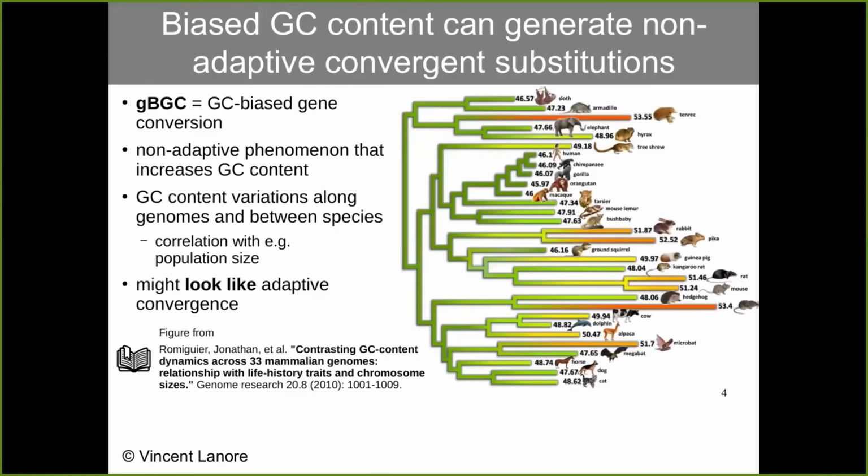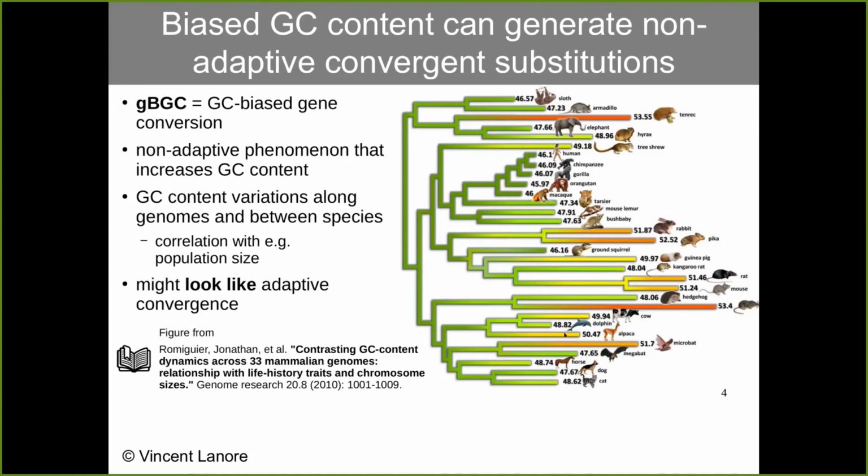We further tested those methods by trying to throw at them some confounding factors. So we played with effective population size, but we also played with biased GC content. There was a question about composition. Biased GC content can arise due to GC biased gene conversion, which is a process that is linked to recombination, and that is a non-adaptive phenomenon, and that increases GC content in regions of the genome where there's a lot of recombination.